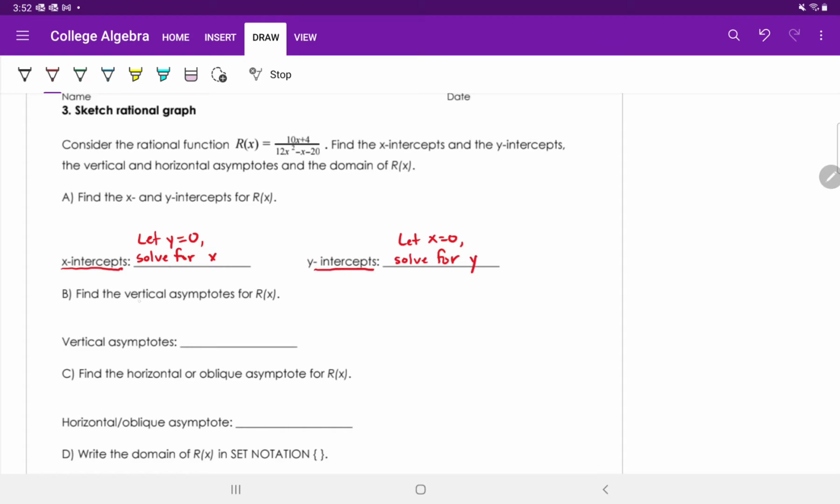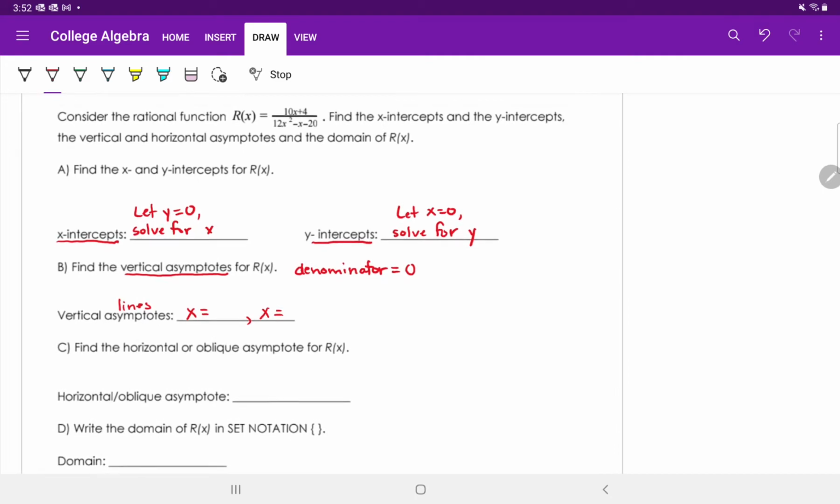Next, we want to find vertical asymptotes. Vertical asymptotes occur whenever our denominator equals 0. So set your denominator equal to 0 and solve for x, and asymptotes are always lines. So your answer should be written in the form of a vertical line, which should be x equals something. And if you have more than one answer, you can just write them out like this.